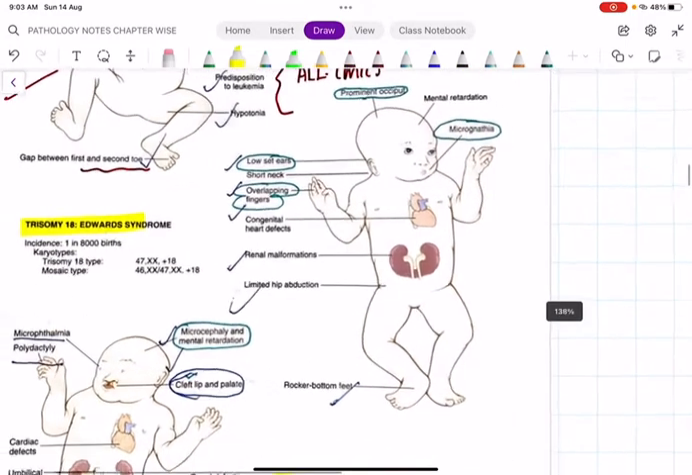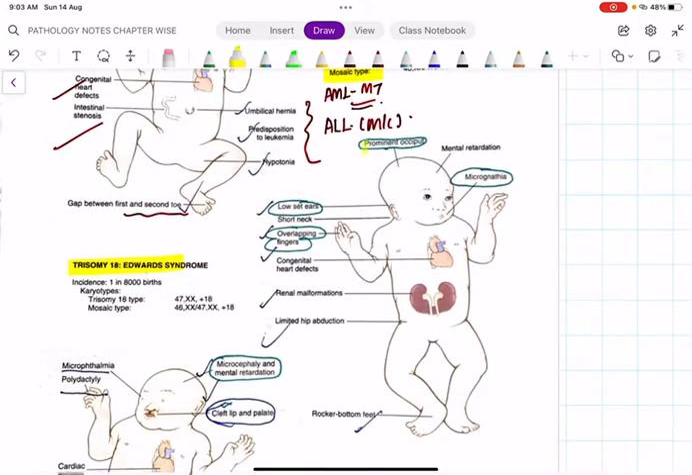This is Edwards, in which there will be a prominent occiput, micrognathia, low set ears, overlapping fingers, and rocker bottom foot. Remember, rocker bottom foot is present in both Edwards and Patau syndrome.